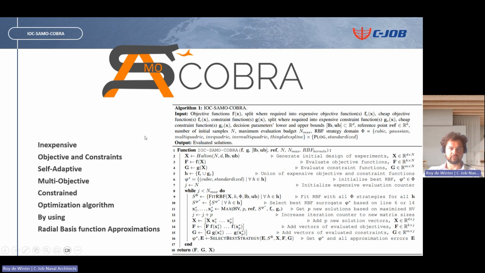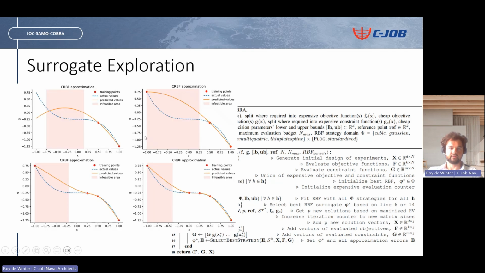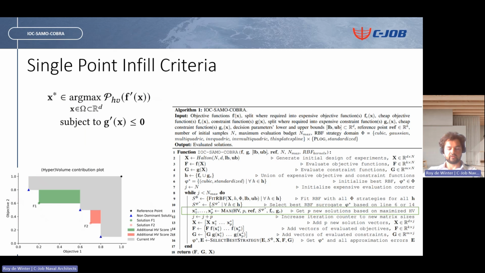So let's now go to how a surrogate is fitted. You can see here an example of a cubic radial basis function fit where we try to fit the blue dashed line. You see that every iteration, the more training points are added, the more accurate the prediction will become. Then after you have fitted all the surrogates, you can optimize an acquisition function or infill criteria.